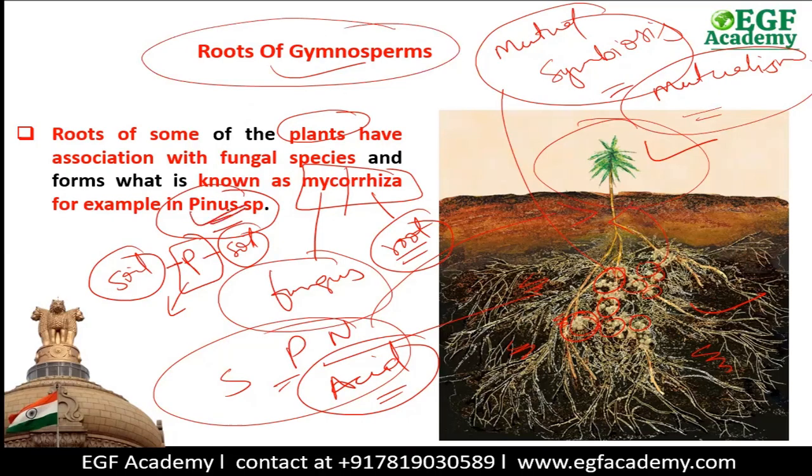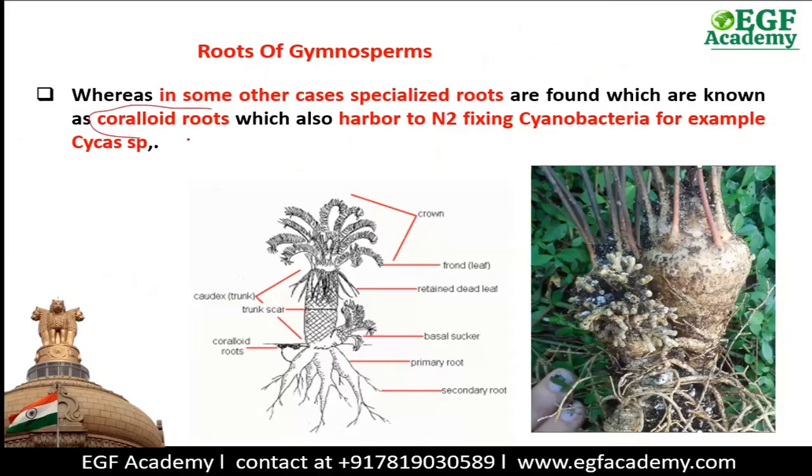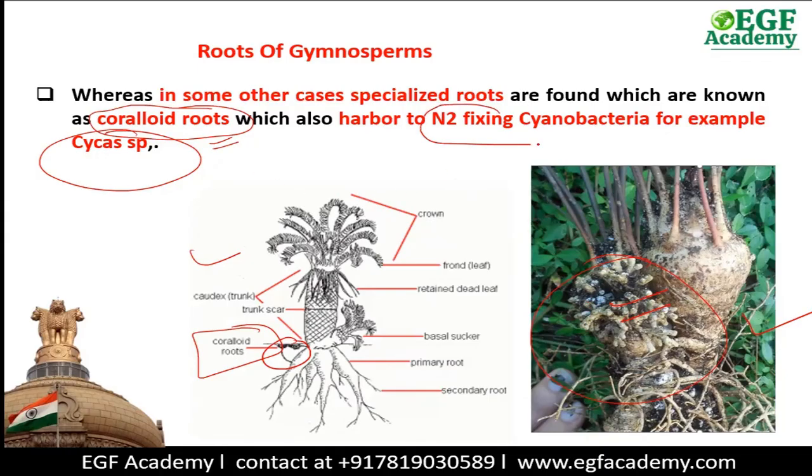Apart from this, in some gymnosperm plants, coralloid roots are found. For example, in the Cycas species, this is a Cycas plant. Here you can see these are the coralloid roots. This is the real picture of a plant. This is the coralloid root. Now what are these coralloid roots? Inside these coralloid roots, there are nitrogen-fixing cyanobacteria present inside them.